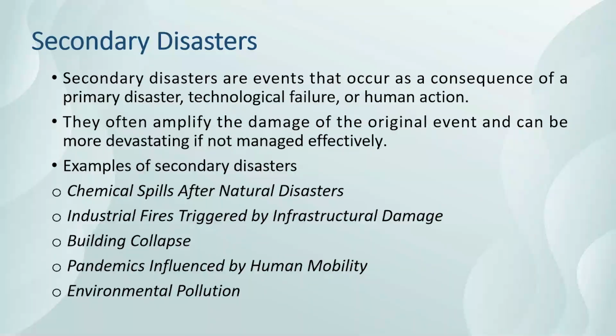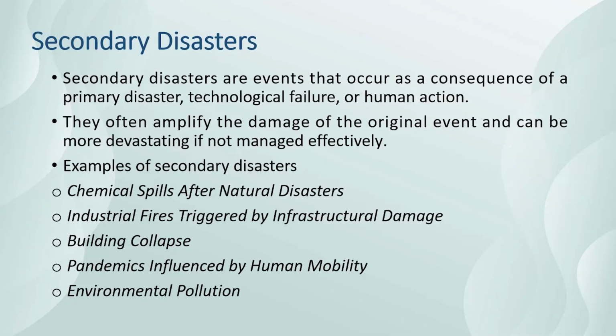Now, let us see what are the types of secondary disasters. Secondary disasters are events that occur as a consequence of a primary disaster, technological failure, or human action. They often amplify the damage of the original event and can be more devastating if not managed effectively. The examples are chemical spills after natural disasters. Floods, earthquakes, or cyclones can rupture pipelines, chemical storage tanks, or industrial facilities, releasing hazardous substances into the environment.